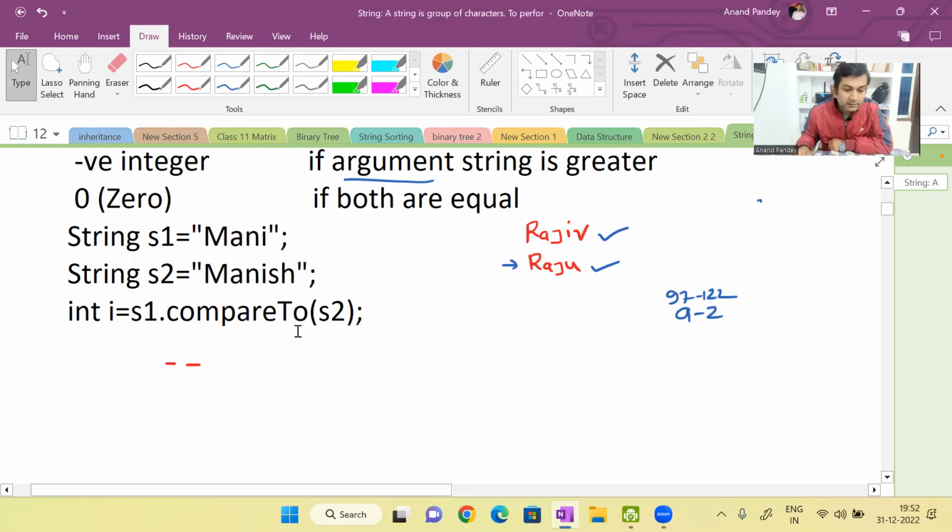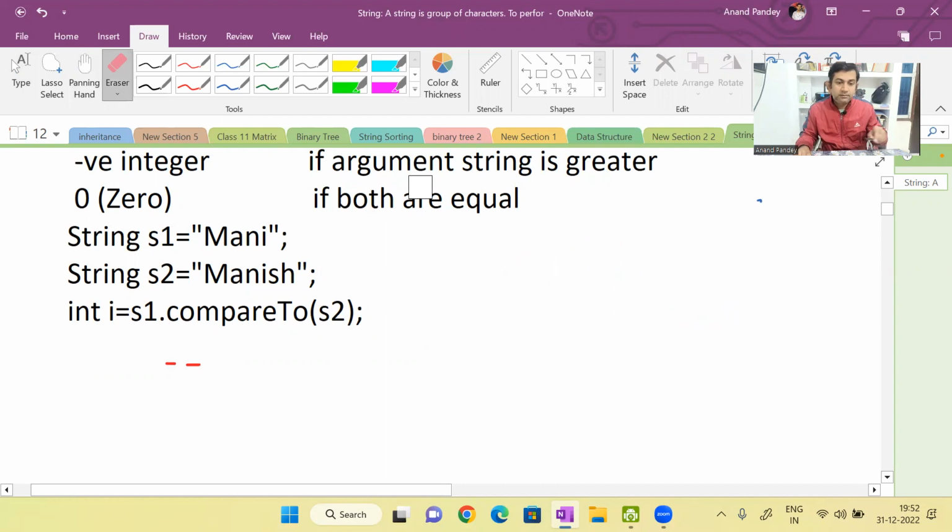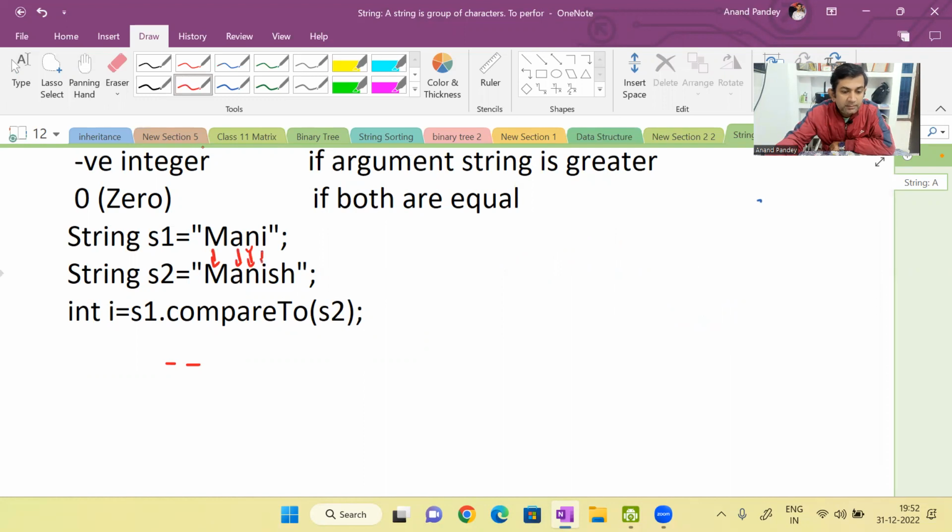So this time, S1 compared to S2. If you're doing the same thing, comparing character by character, see M matching, we cannot take any decision. N is matching. I matching. Now after this, here no character is left, and here we have two characters. Then the difference of what? I think you are getting the situation.